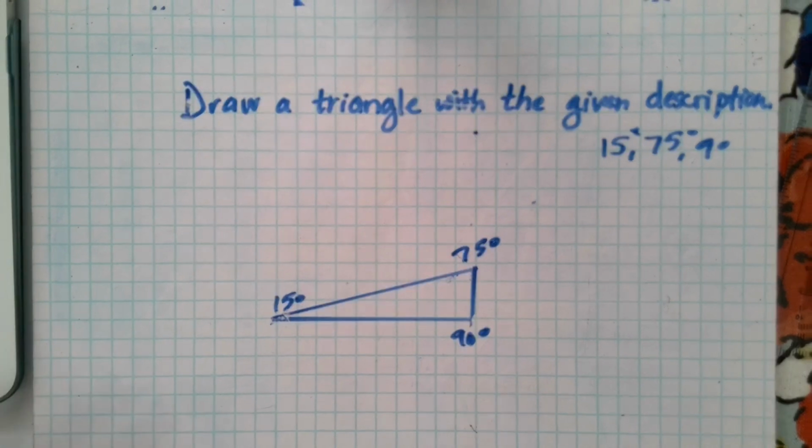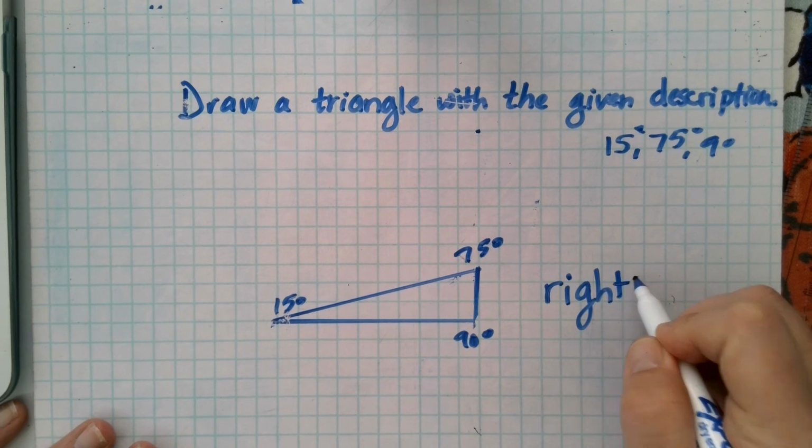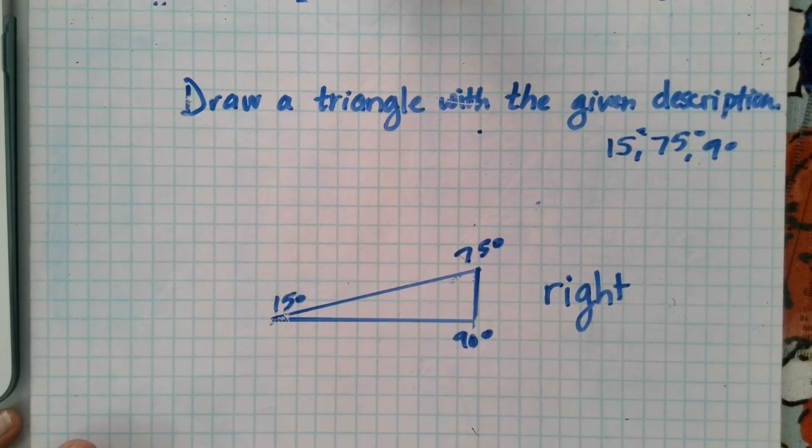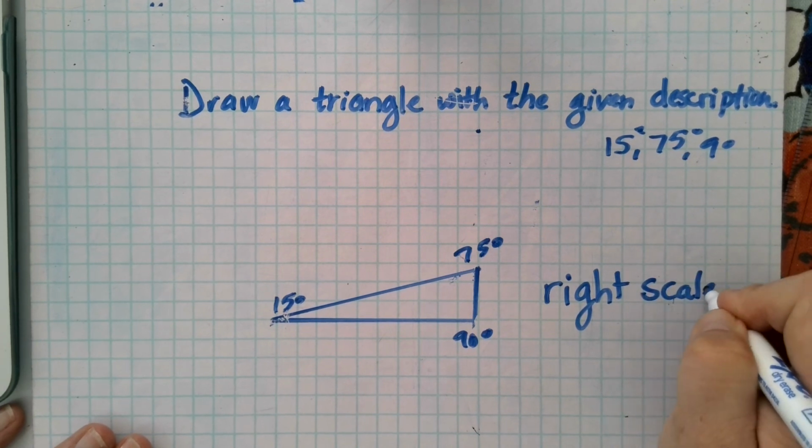Now, as we look at this, we know it's going to be a right triangle. And as we look at the side lengths, we know none of the side lengths are going to be the same. So it's going to be a scalene.